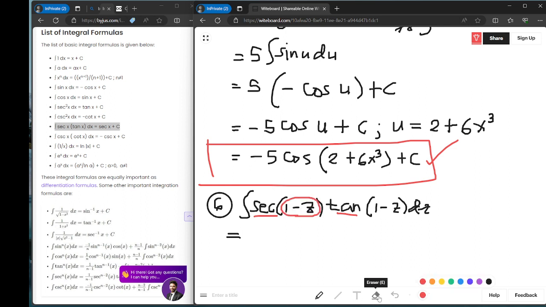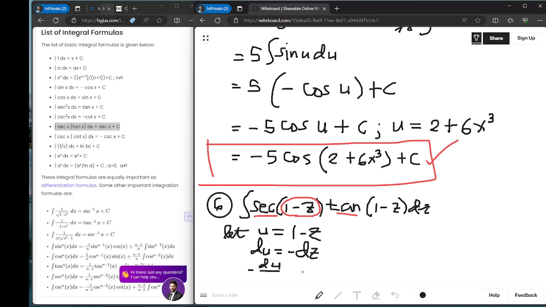Therefore, we will use u substitution. So we will let u be equal to 1 minus z, and our du will be equal to 0 minus dz, or just negative dz. So we'll just write it as negative dz, which means we'll have to transfer the negative sign.